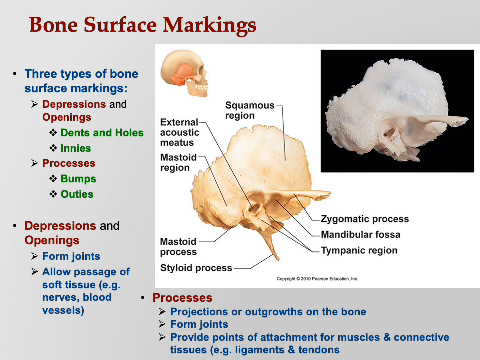So see, we're already seeing what's going on. The mandibular fossa, that's the depression where your mandible fits in. Your mandible is your lower jaw. So see, on that bone, those are depressions and openings and processes, all right? And that's where you either form joints or where muscles or ligaments or tendons attach.